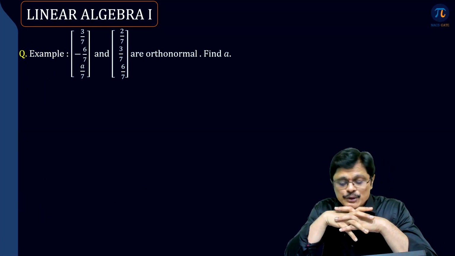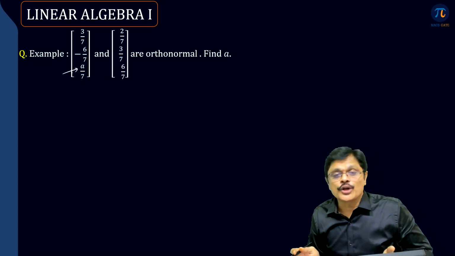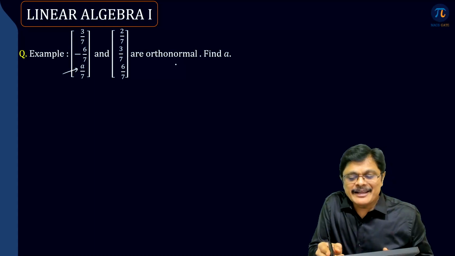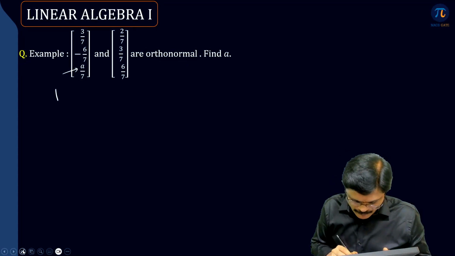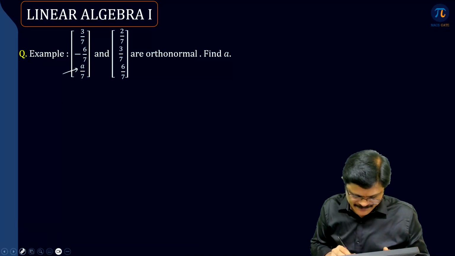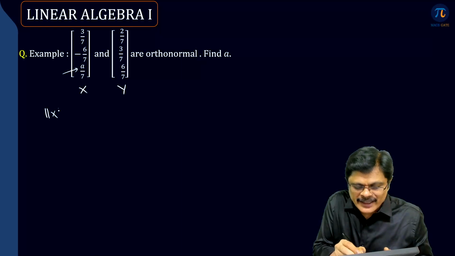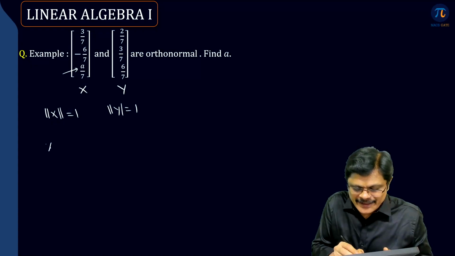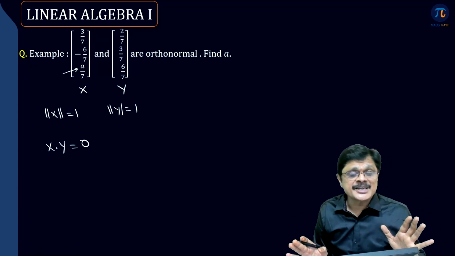Now here, two vectors are given and they say that these two are orthonormal. What is the value of A? Okay, so let us see this. When there are orthonormal vectors, two things. Suppose you call one of them x, the other y. The length of x should be 1, the length of y should be 1, and their dot product must be equal to 0. All the three conditions must be satisfied.